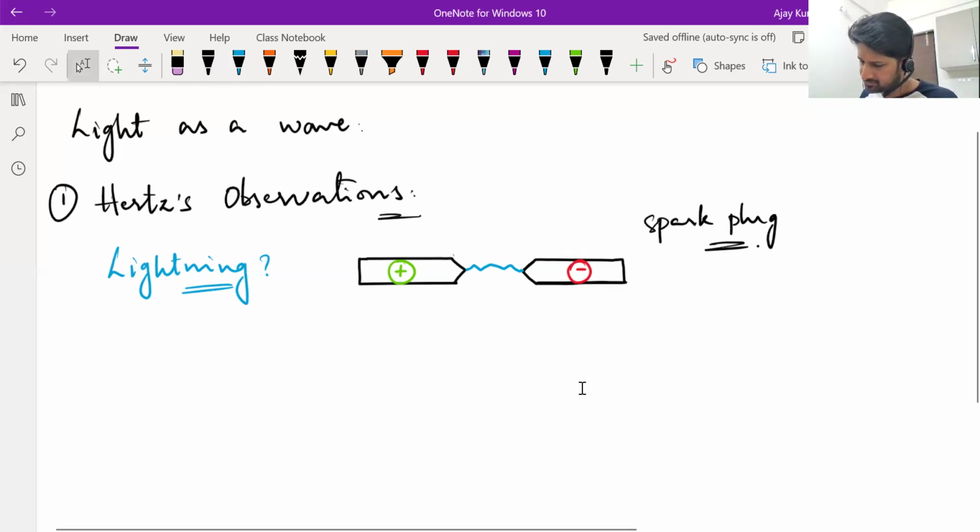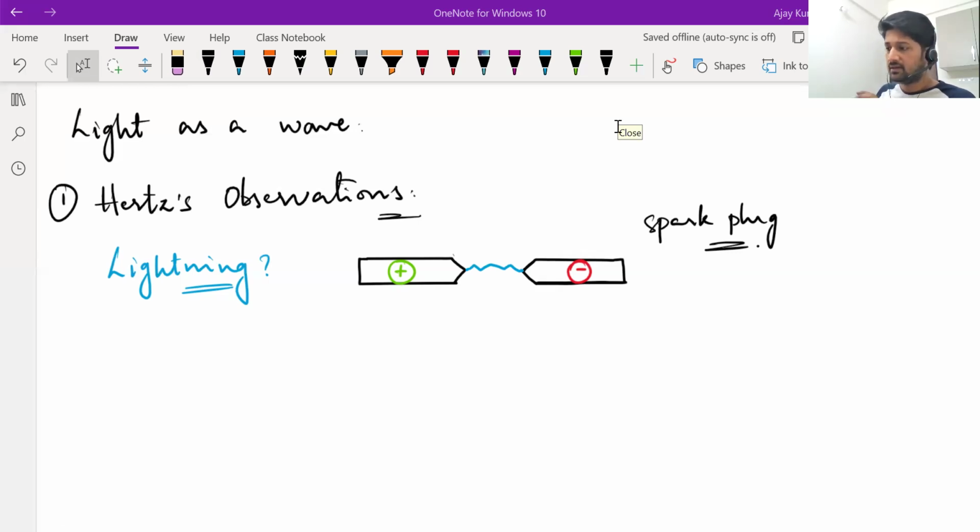Just a moment. Pradhan is asking, does this have something to do with the dielectric constant of air? Definitely. When air will convert into a conductor depends on the dielectric constant. Yes.